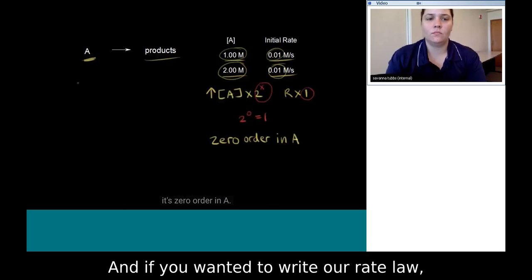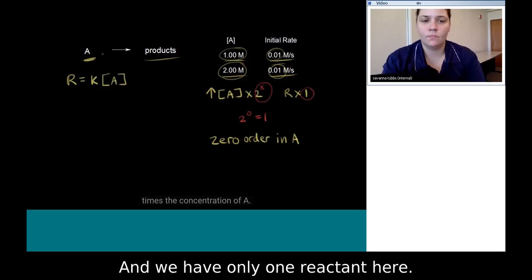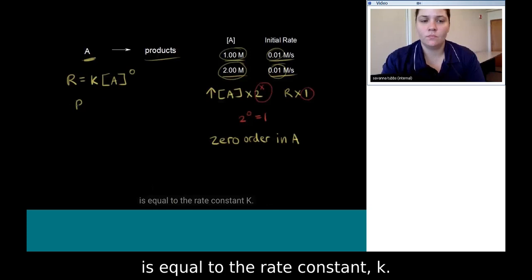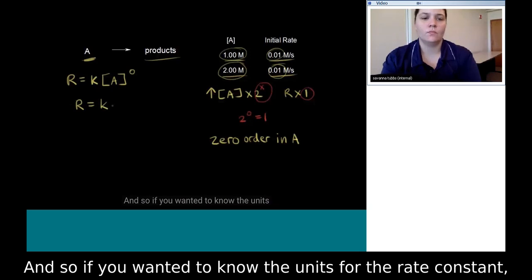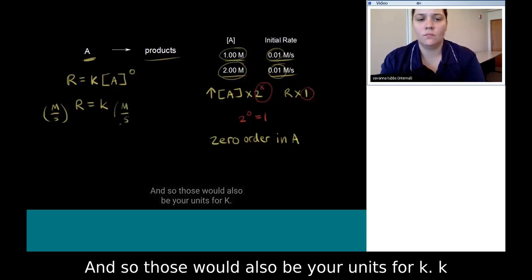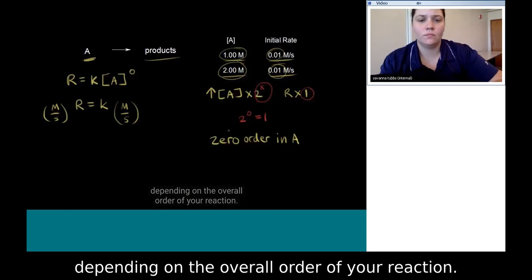And if we wanted to write our rate law, we would write the rate of the reaction is equal to the rate constant K times the concentration of A. We have only one reactant here. And since this is 0 order in A, we could just write the rate of the reaction is equal to the rate constant K. And so if you wanted to know the units for the rate constant K, well, the rate is in molar per second. And so those would also be your units for K. K would be in molar per second. So here's an example of how your units for K change depending on the overall order of your reaction.